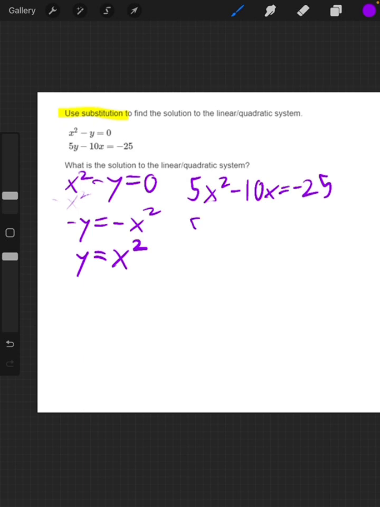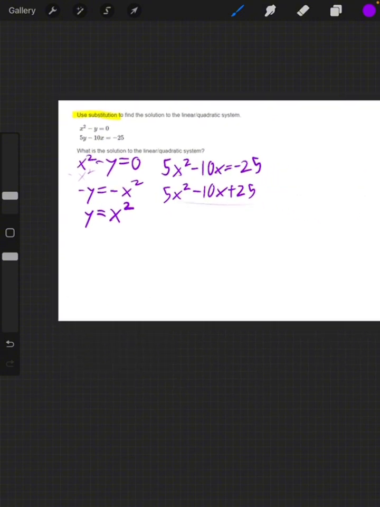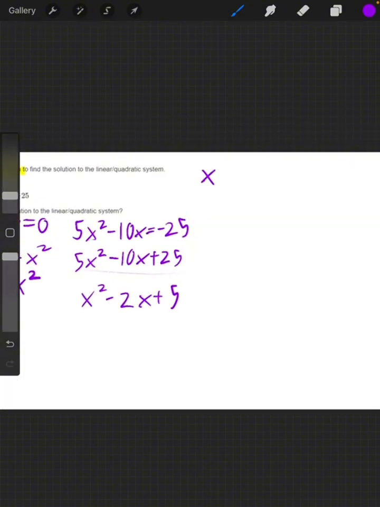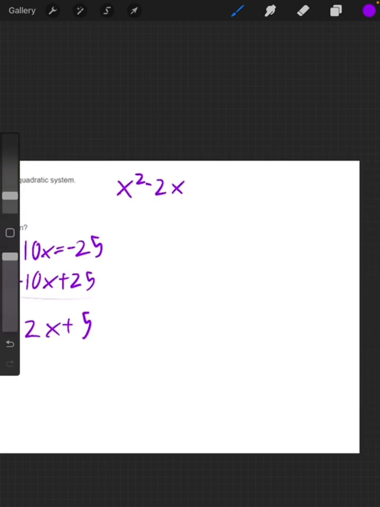Add 25 to both sides, we have 5x squared minus 10x plus 25. Then we can divide the whole equation by 5. And that'll get us x squared minus 2x plus 5. And unfortunately, we can't factor this easily. So we're going to use complete the square. So x, and we subtract 5 from both sides. So that leaves a blank spot right here equal to negative 5.